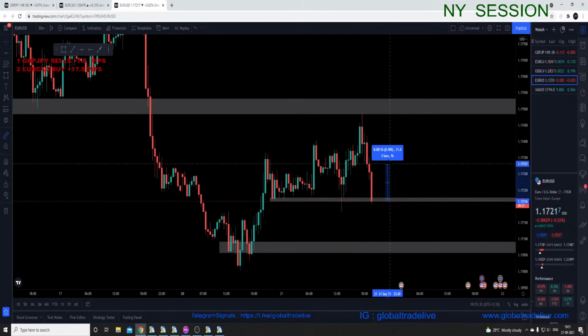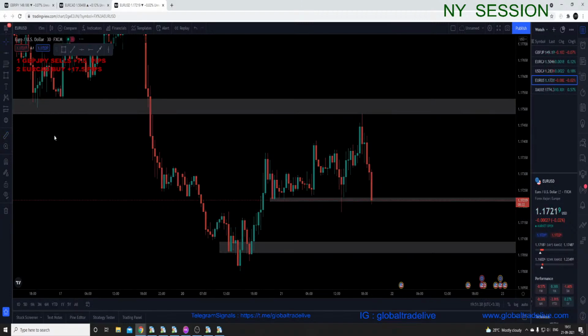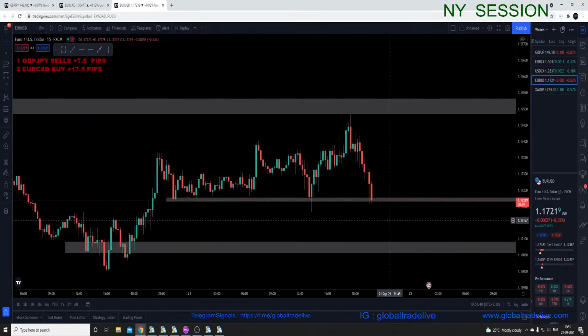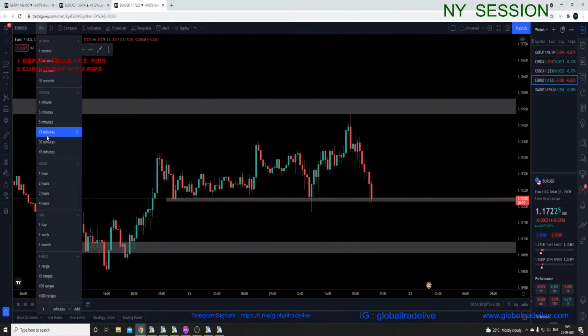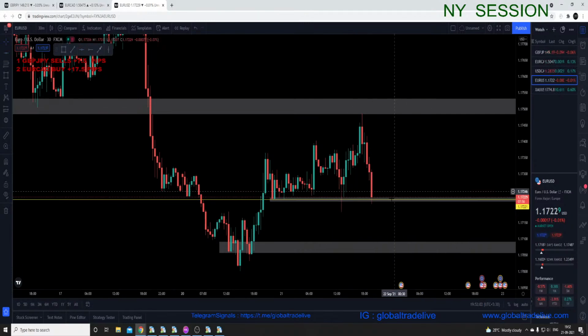Let's see. So the previous candle rejected this area. Current candle also coming down. 8 minutes left for the candle to close. I think I need to wait 8 more minutes in Euro USD, because all these previous candles failed to maintain its price below this zone over here. So there is a higher probability that today also it might reject this zone and move up.